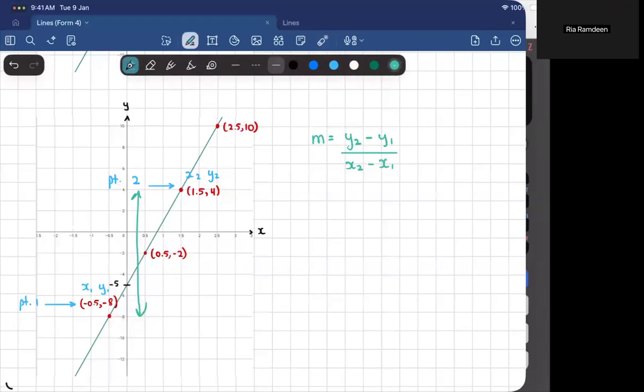You'll see how it works out just now. So what is Y2 in this case? What's Y2? 4. Where's Y1? -8 in brackets. Perseus, you see that? That -8 has to be in brackets. All over what? 1.5 minus -0.5, also in brackets. I was just making sure I had my brackets. Okay.